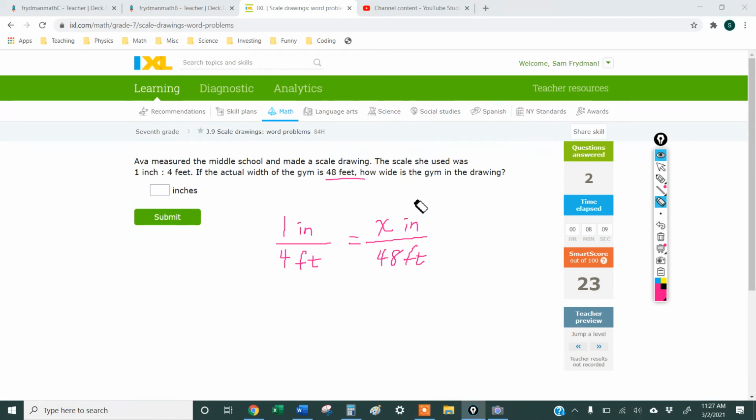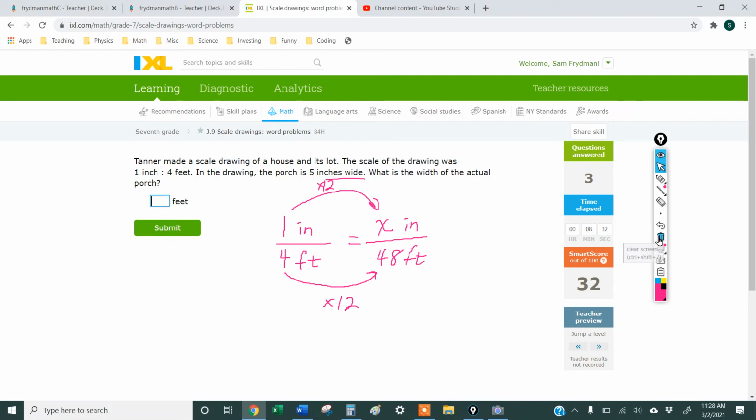Let's just do it this way. I could cross multiply here, or I could just say to myself, well, I know that 4 times 12 is 48, and 1 times 12 is 12. Okay, so that's one way to solve it. Or you could cross multiply, or you could say 4 divided by 4 is 1, and then divide by 4 on this side also. 48 divided by 4 is 12. That's another way we could have gotten that 12.